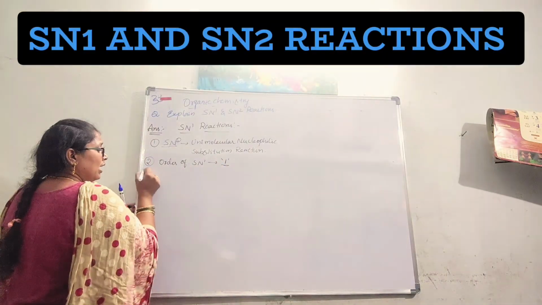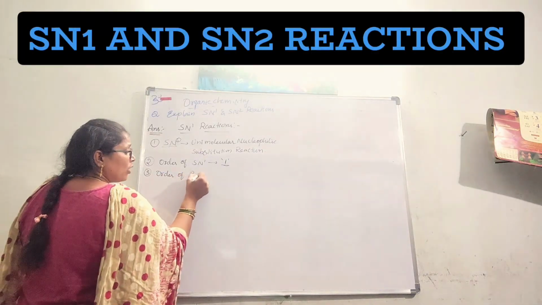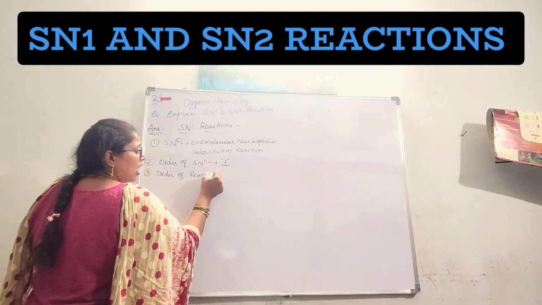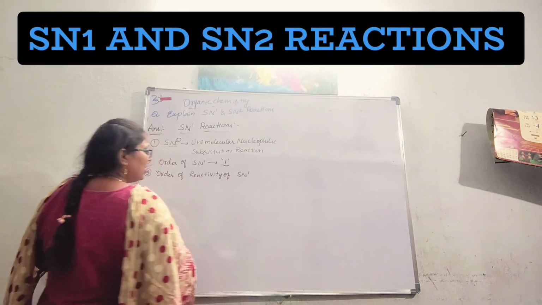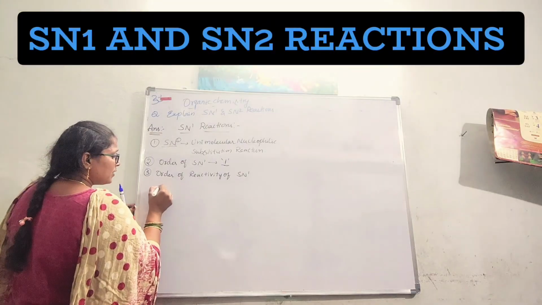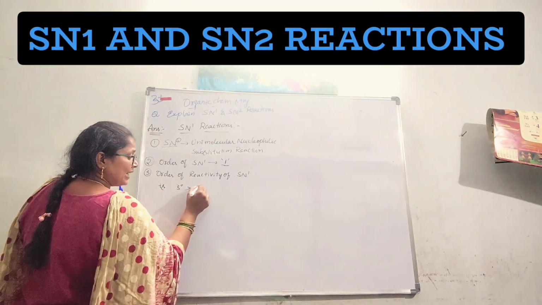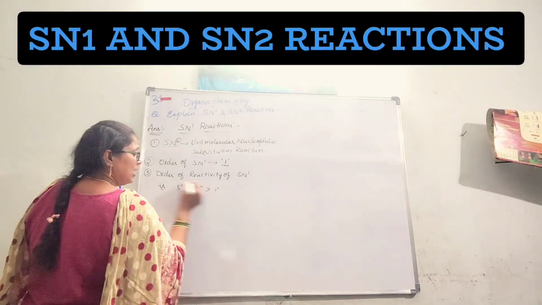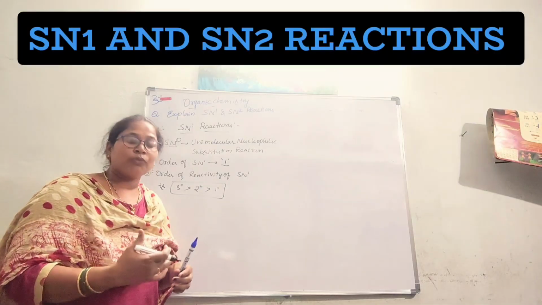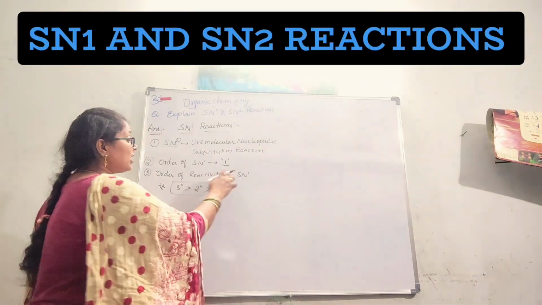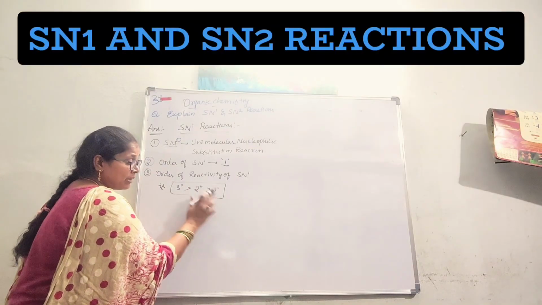What is the order of SN1 reactions? 1. And the order of reactivity of SN1 reaction is tertiary alkyl halide is greater than secondary alkyl halide is greater than primary. This is very important. So the order of reactivity of alkyl halides for the SN1 reaction: tertiary alkyl halide is greater than secondary alkyl halide is greater than primary alkyl halide.